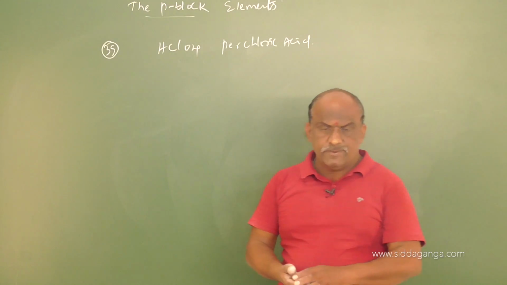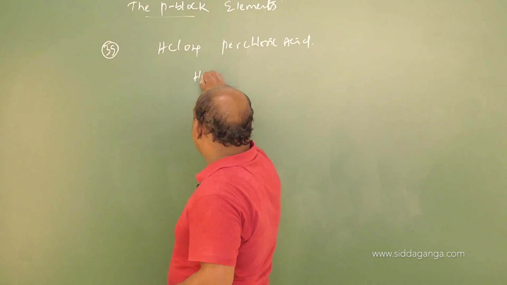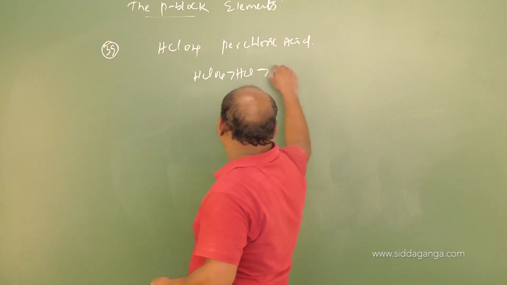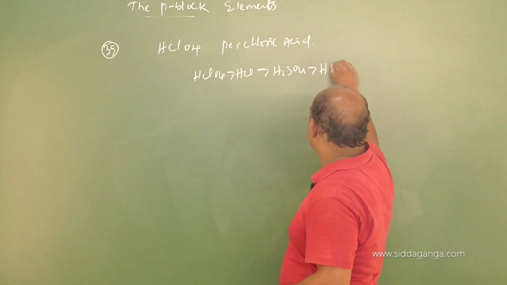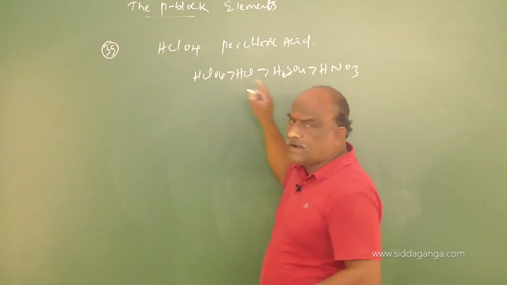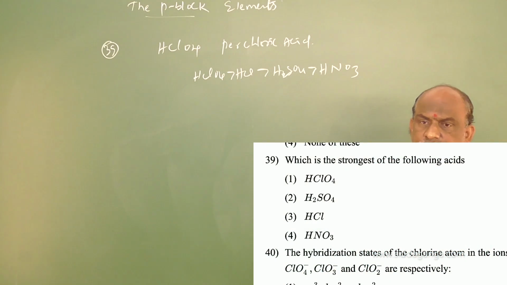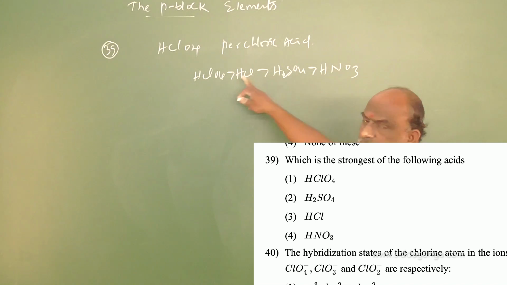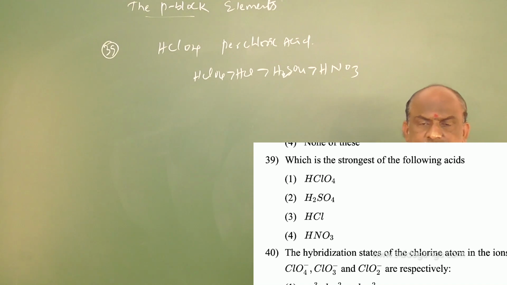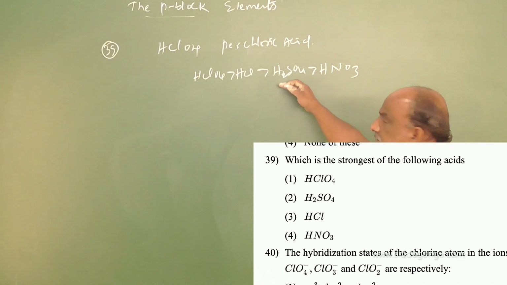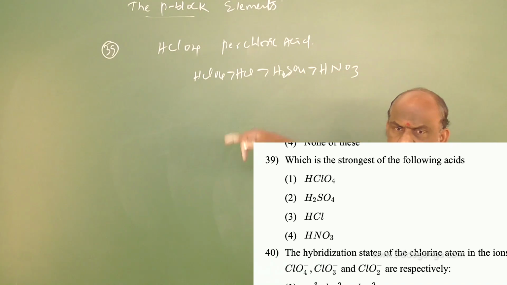Next, the order you should follow is HClO4 greater than HCl greater than H2SO4 greater than HNO3. This will be the order for the previous question. Group 5, group 6, group 7: from left to right, non-metallic nature increases; from top to bottom, metallic nature increases. Metallic nature increasing means bases; non-metallic nature increasing means acids. First give the priority to chlorine, later sulfur, next nitrogen. So this will be the order for question number 39.